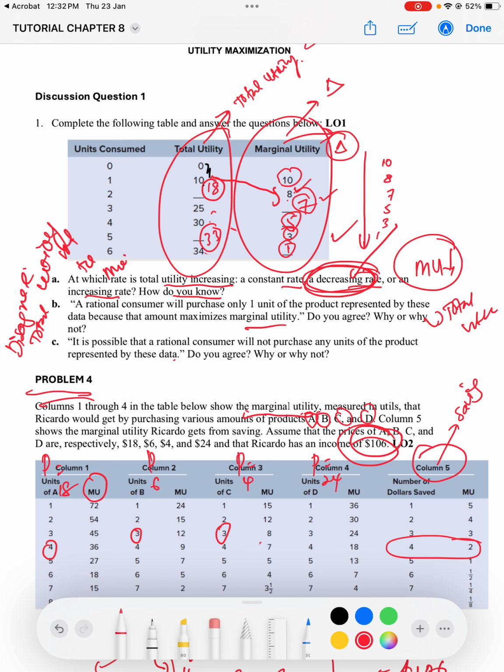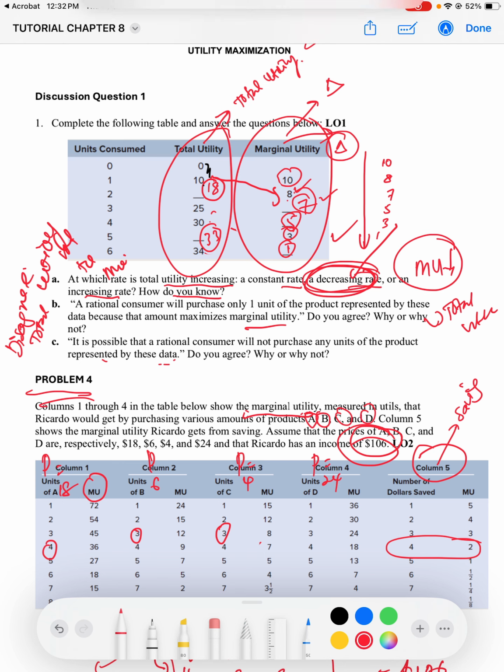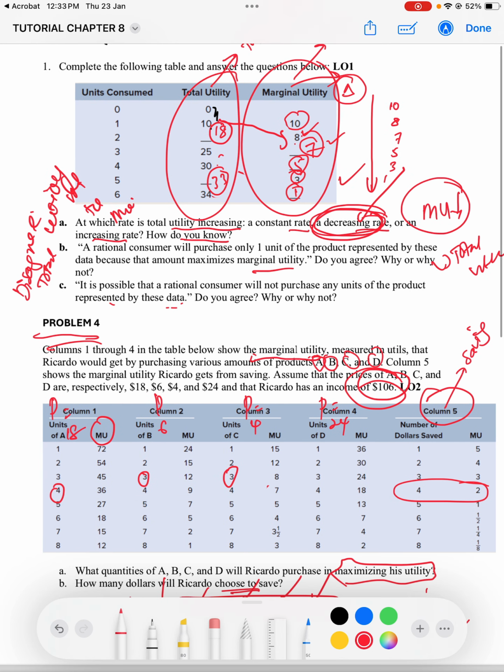Next, is it possible that a rational consumer will not purchase any units of the product represented by this data? Do you agree? Why or why not? Agree. The product price could be so high relative to the first unit's marginal utility that the consumer will buy none of it. So that is the answer for number C.